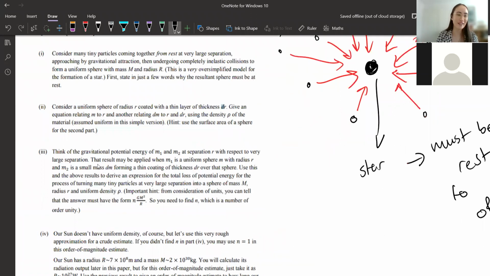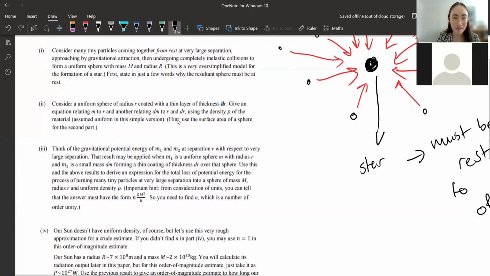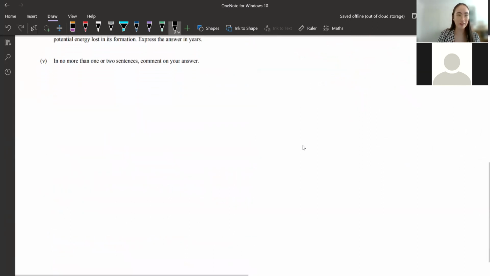Cool, part 2. Consider a uniform sphere of radius r coated with a thin layer of thickness dr. Give an equation relating the mass and radius, and another relating the infinitely tiny mass and radius components, using the density of the material, assume uniform in this simple version. Hint, use surface area of a sphere for the second part. All right, so let's try and draw whatever those words were trying to mean. There were a lot of words in that.